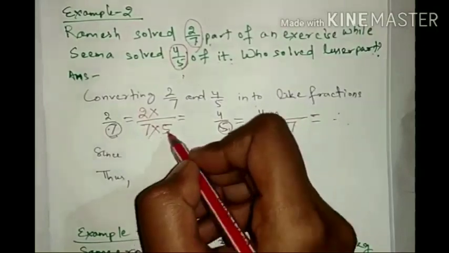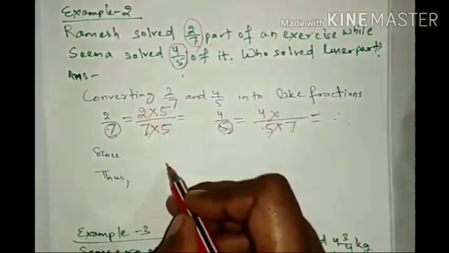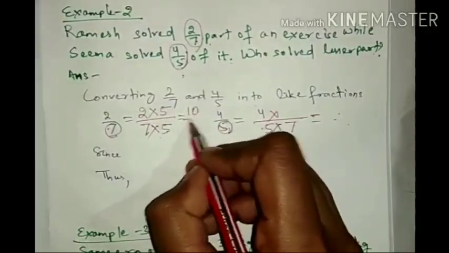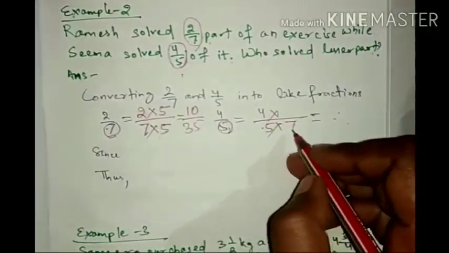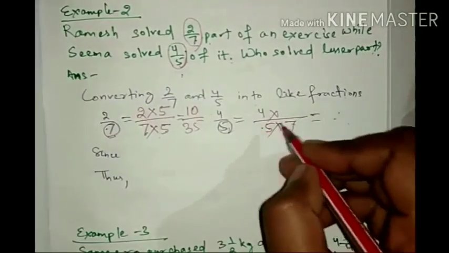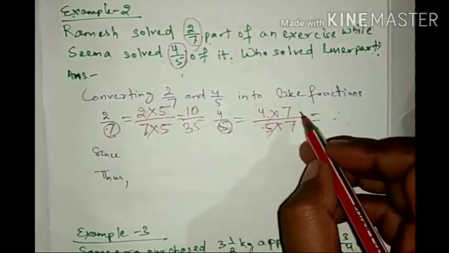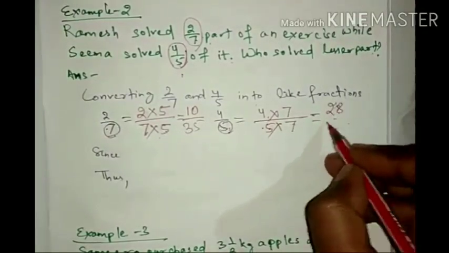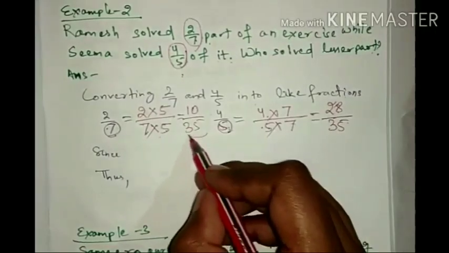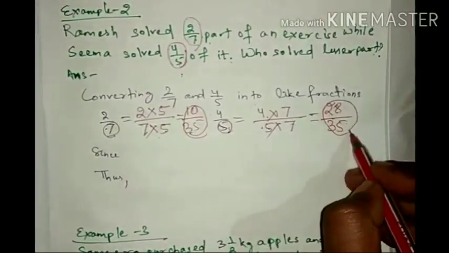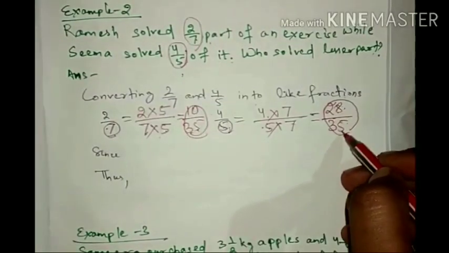If I am multiplying 5 to the denominator, I will multiply 5 to the numerator. So 10 by 35. Like that, if I am multiplying 7 to the denominator, I have to multiply 7 to the numerator. So 4 into 7 equals 28, and 5 into 7 equals 35. So I got like fractions: 10 by 35, 28 by 35.